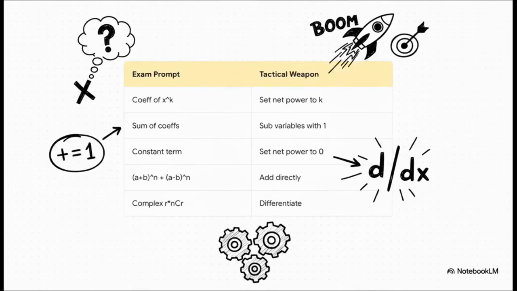You really want to treat these tactics as your ultimate exam day translator. It's all about directly translating the sometimes confusing language of the exam prompt straight into the exact tactical weapon you need to deploy. If they ask for the sum of all coefficients, boom, just substitute your variables with 1. If it's a complex sum involving r, boom, differentiate. It totally removes the guesswork under pressure, so you can just execute.